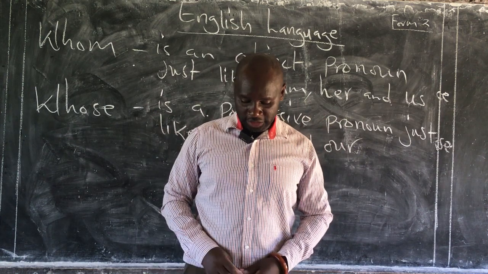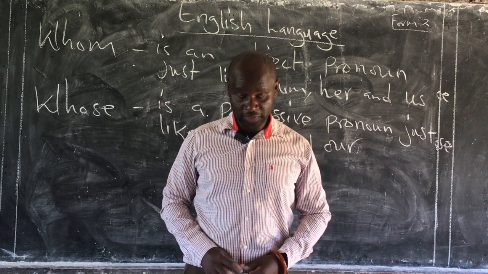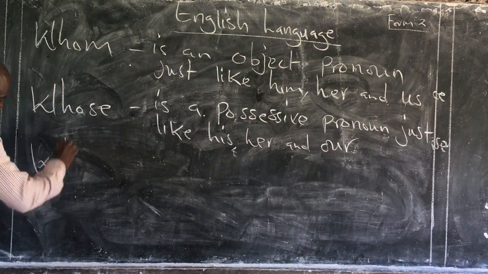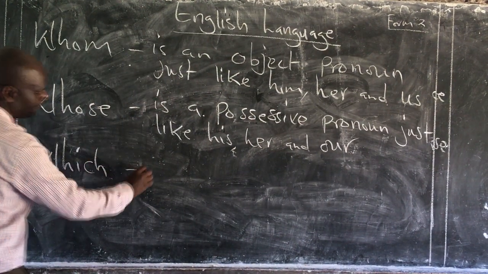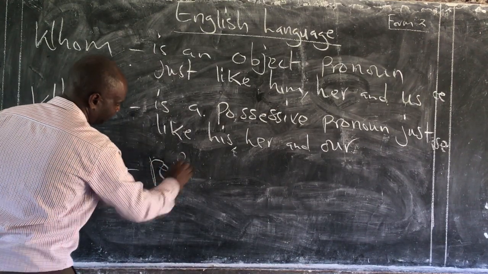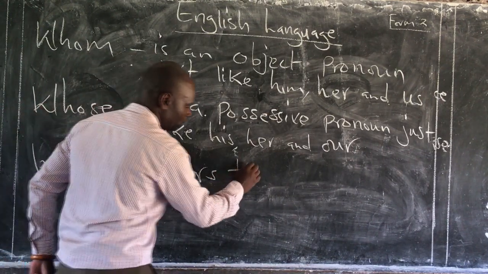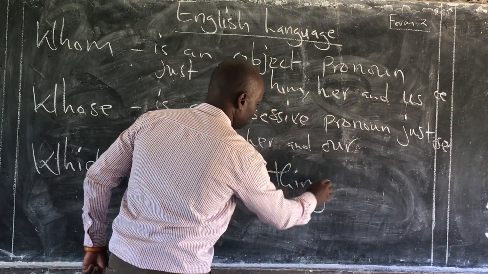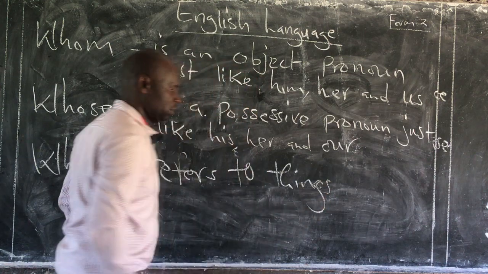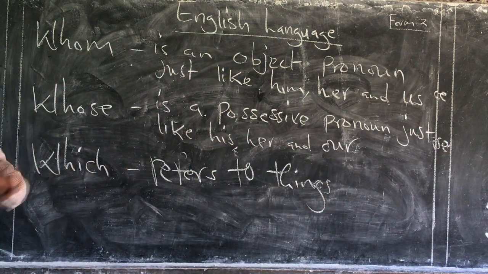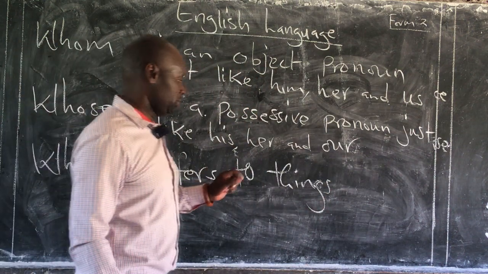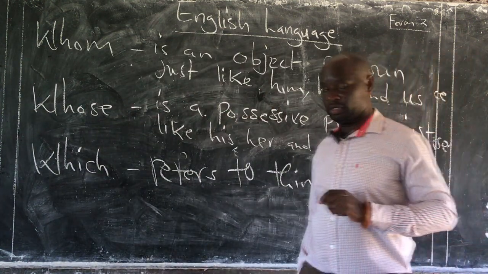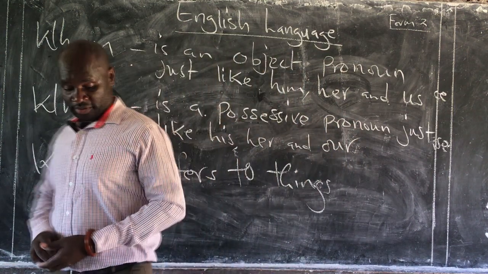We have which. When we're using which, it refers to things in a sentence. That means you cannot use which for people. You just use which for animals, trees, buildings, and whatsoever. You can also use this one for people.